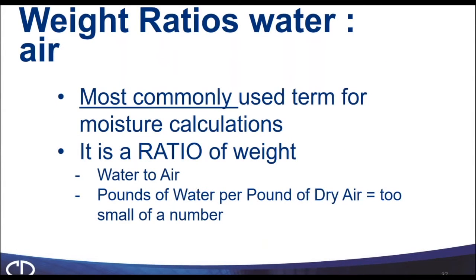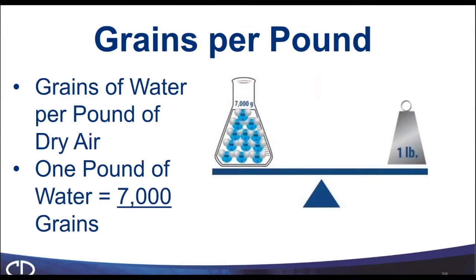The ratio, the weight ratio of water to air, this is the most commonly used term in moisture calculations. It is a ratio of weight of the water to the air. We could use pounds of water per pound of dry air, but the number gets too small. It's 0.007 or some small number that's hard to remember and hard to use. And so instead, we use a different measurement of weight for the water. We use grains. What is a grain?